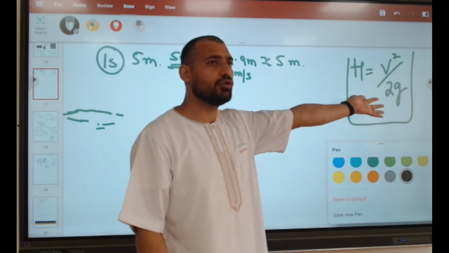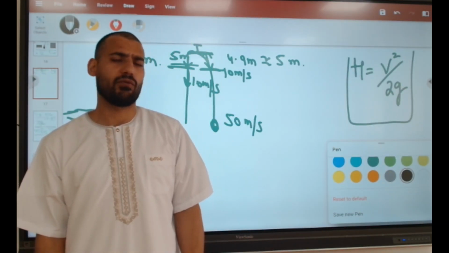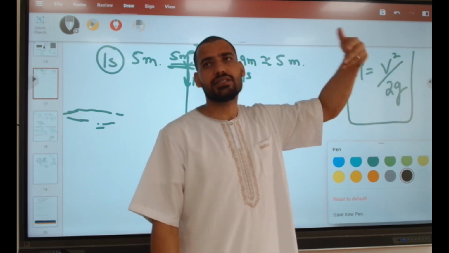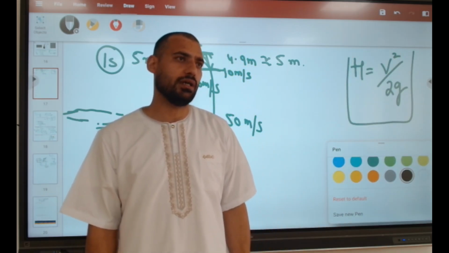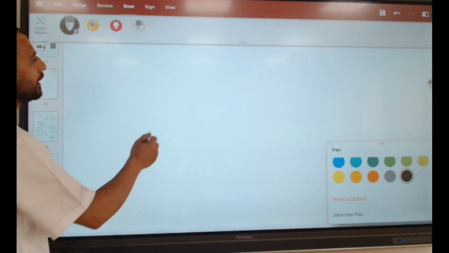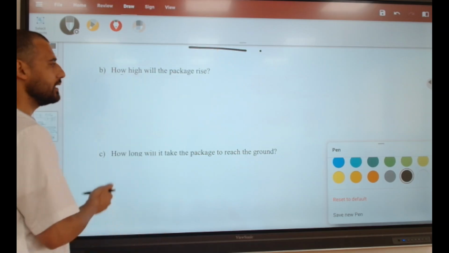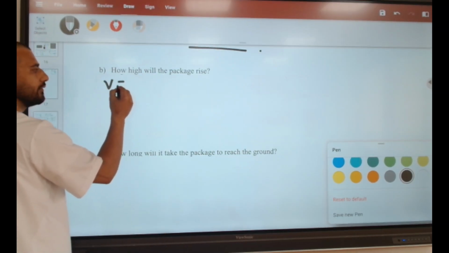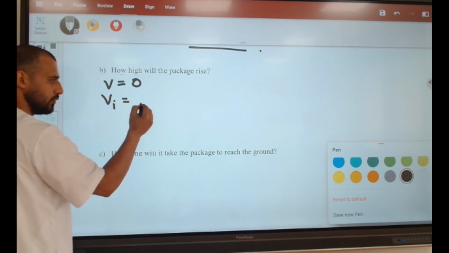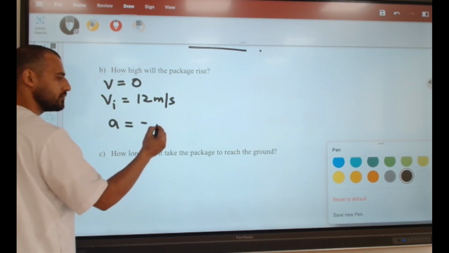Or if you don't want to use it, you can use the concept of kinematic equations. Whatever you want. This helps us to do it quickly. Otherwise, you can use the kinematic equation. So, coming back to this question, if you want to solve this second part, how high will the package rise? At the top, you know the velocity is 0. You know that the initial velocity is 12 meters per second. You also know the acceleration is equal to negative g.